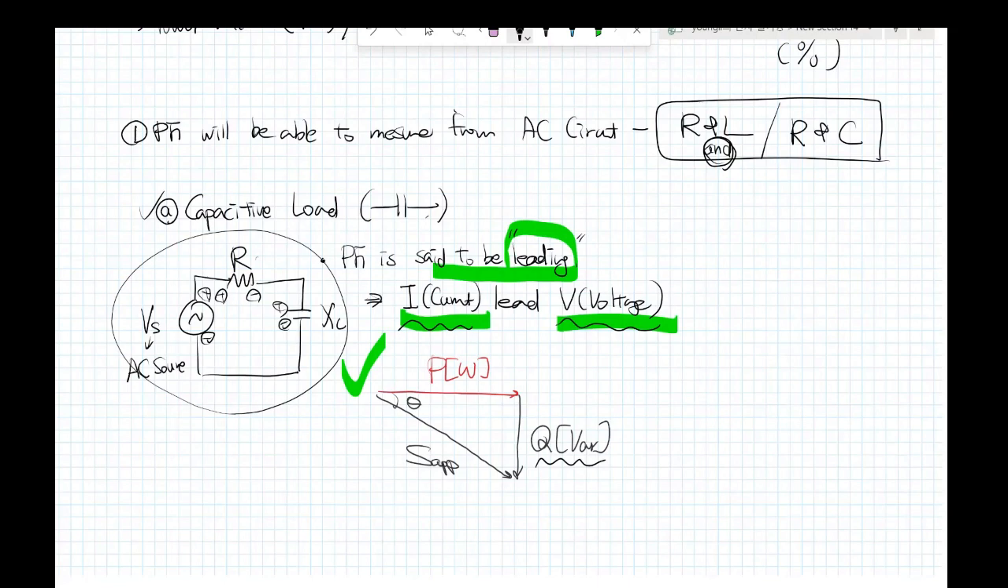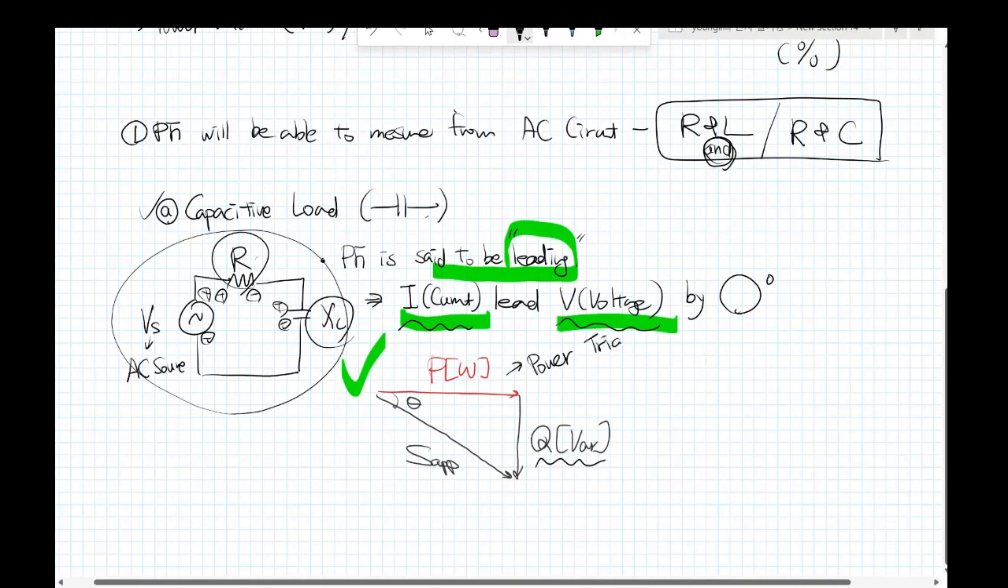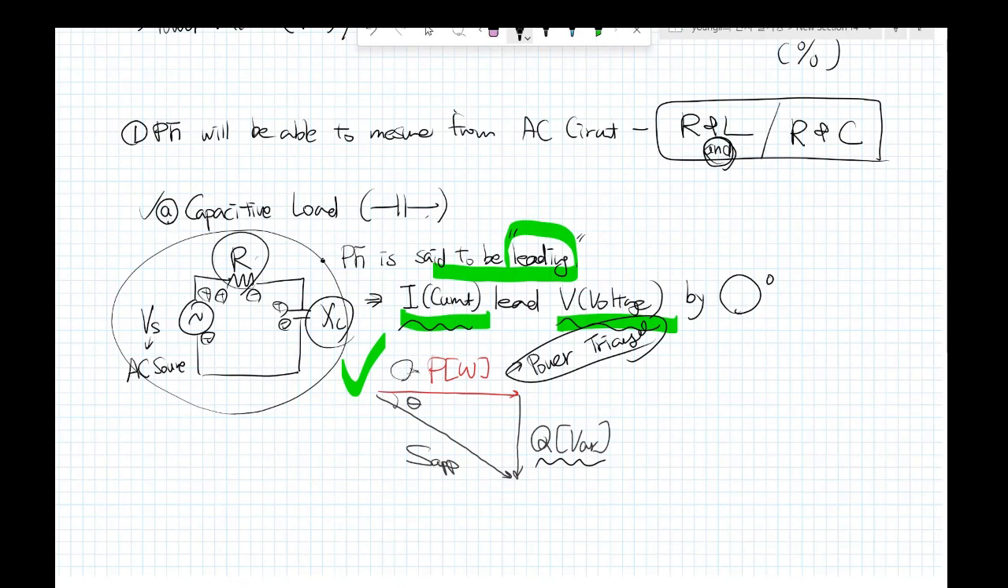The question 2, why? Because I leads V by some degree. It depends on the value of each element. The question 3, please draw the power triangle. This is the power triangle. So you have to draw some value of active power, reactive power downward, and theta, some value in VA, okay?